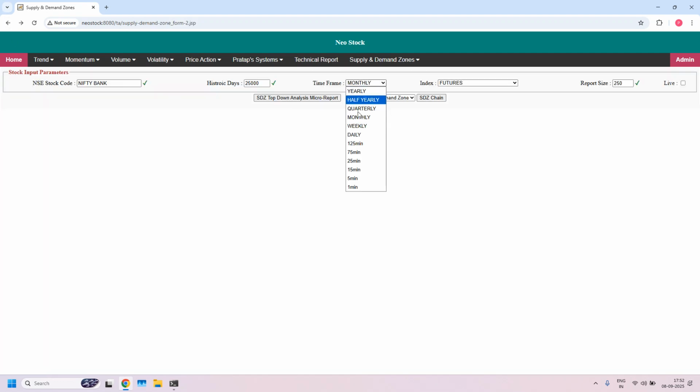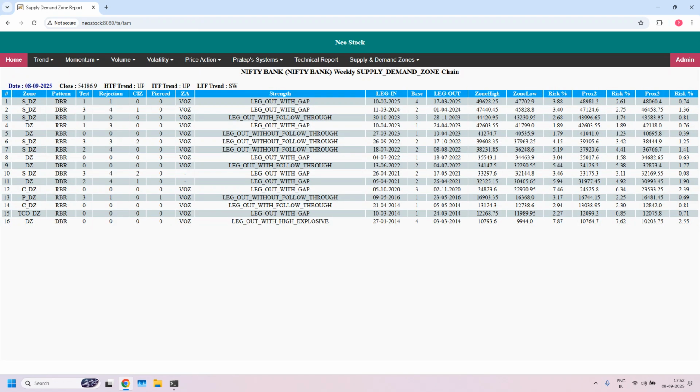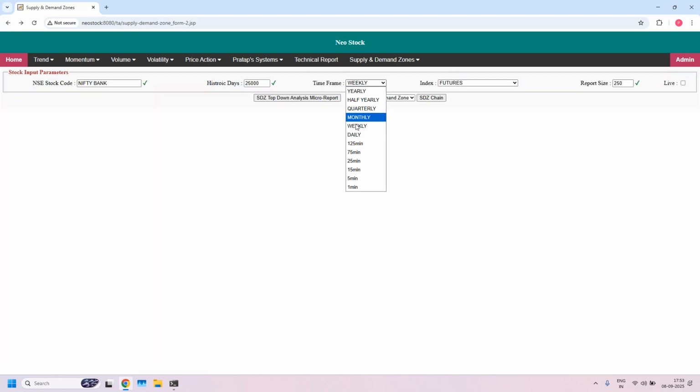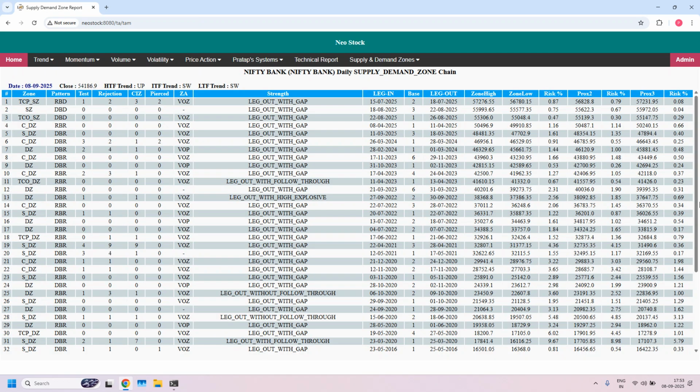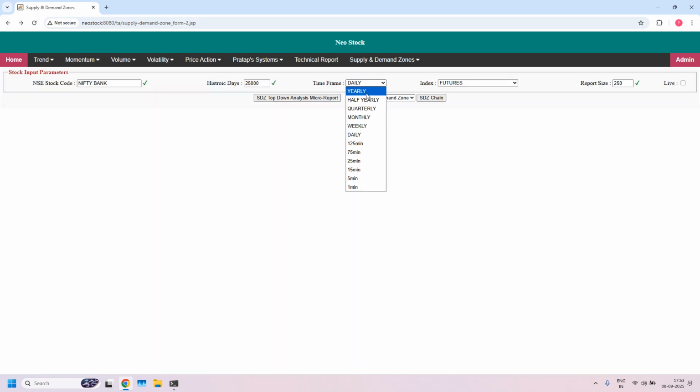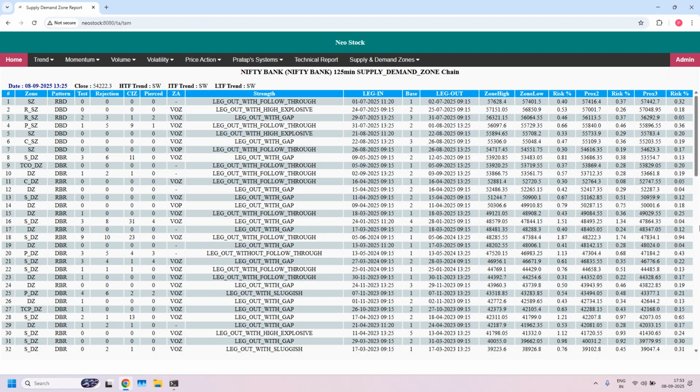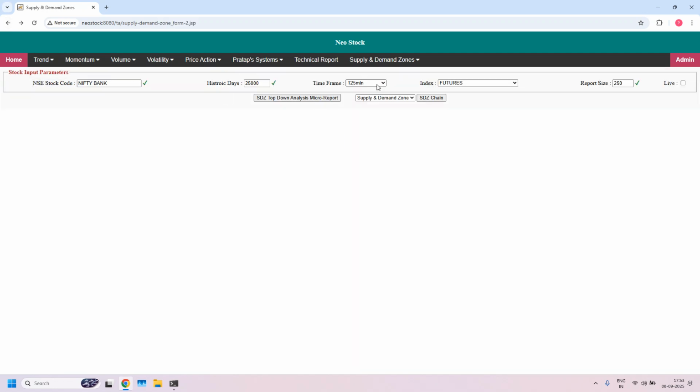Next, generating a weekly supply demand zone chain for BANKNIFTY. Next, generating daily supply demand zone chain for BANKNIFTY. Next, generating 125 minutes supply demand zone chain for BANKNIFTY.